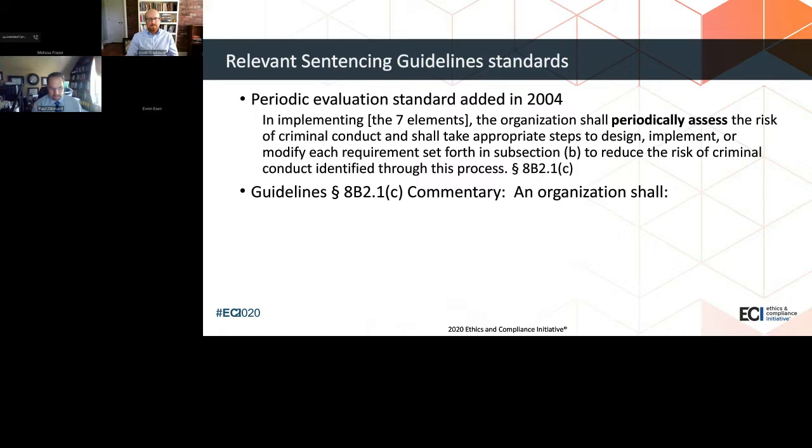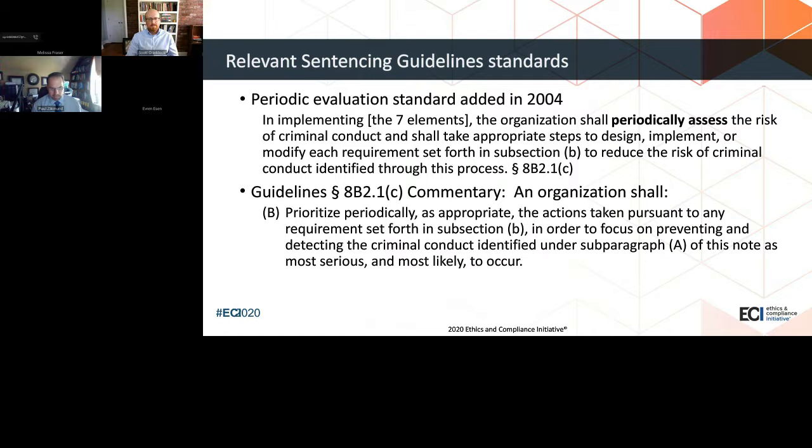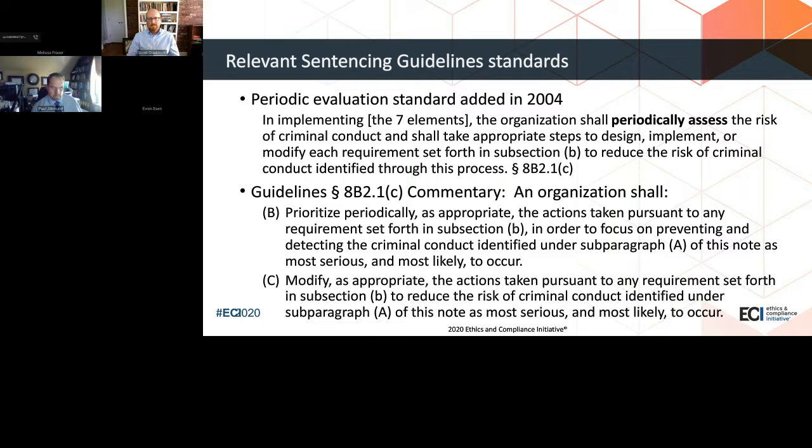And in the commentary on that section that was added, it states the following. Prioritizing periodically as appropriate the actions taken pursuant to any requirements set forth in subsection B in order to focus on preventing and detecting the criminal conduct identified under subsection A of this notice. So again, it recommends periodic assessments, and then it says, okay, now you've done the assessment, now you've got to modify your program. Well, you can't modify a program if you haven't done an assessment. And this is not just looking at where your risks are, it's looking at your program holistically.